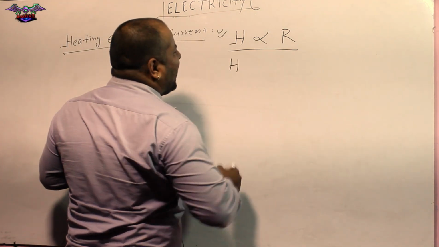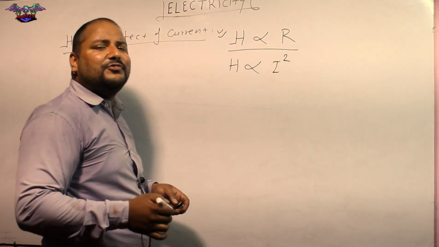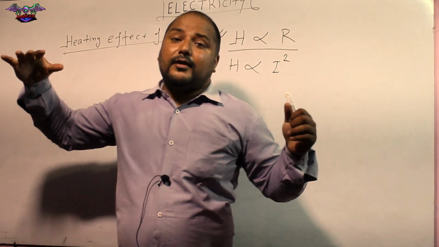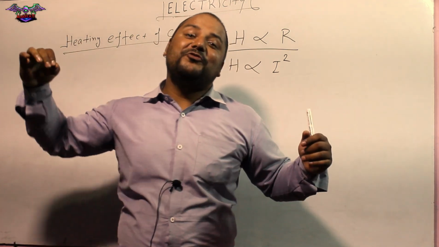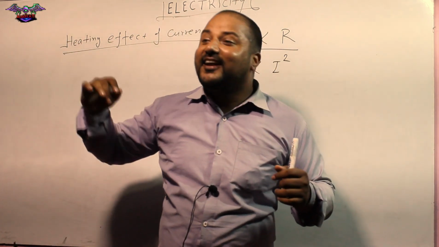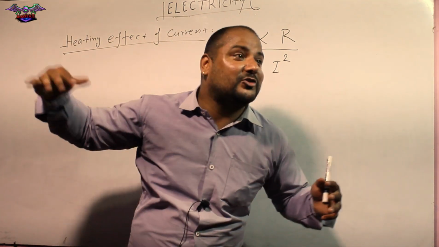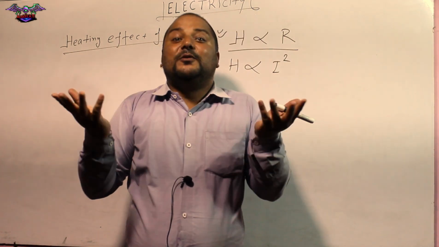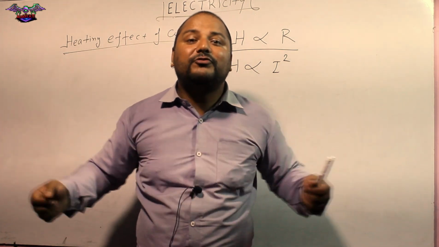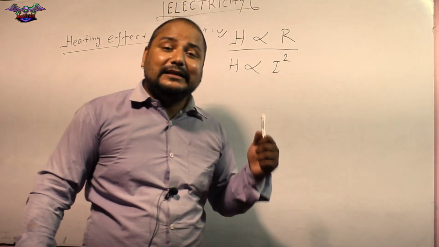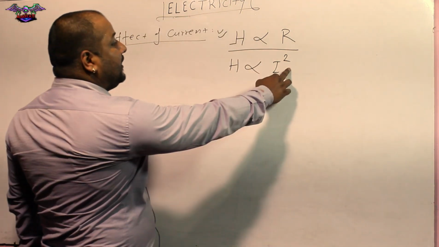Heating effect is directly proportional to the square of the current flowing in the wire. As the current is more, that means the rate of flow of charge is more. The rate of charge is more means more and more electrons are flowing. As the number of charges, number of electrons increases, more and more collisions will happen. So the current is also a factor for the heating effect, but it goes in square.